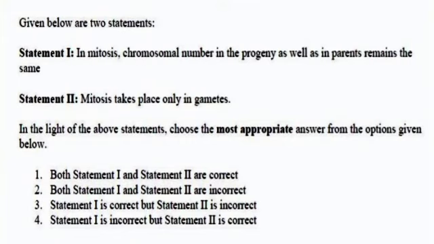The next question, statement 1. In mitosis, chromosome number in the progeny as well as in the parent remains the same. Statement 2. Mitosis takes place only in gametes. And in light of the above statements, the right one is option 3. That is, statement 1 is correct but statement 2 is incorrect.